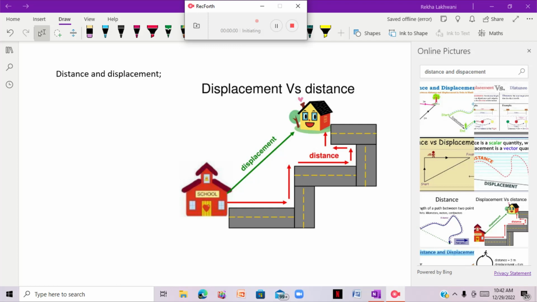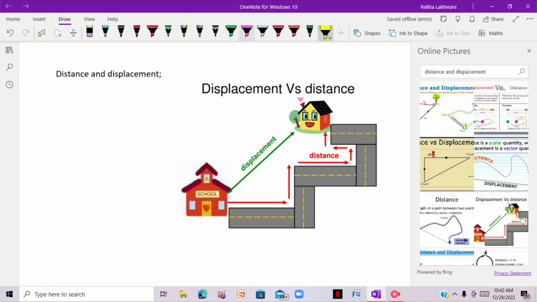Let's look at the concept of distance and displacement. Now, what are these? Basically, distance is the path followed, the path covered by a body. That is known as our distance.